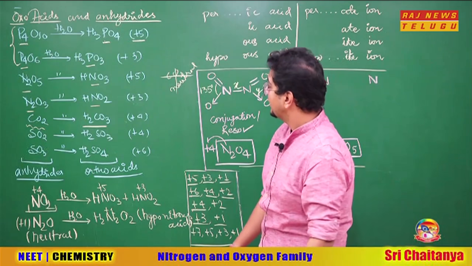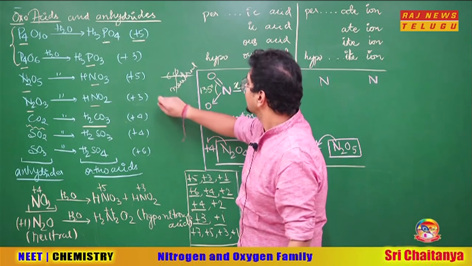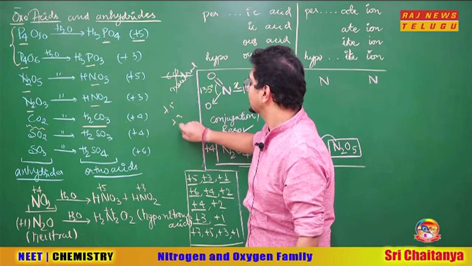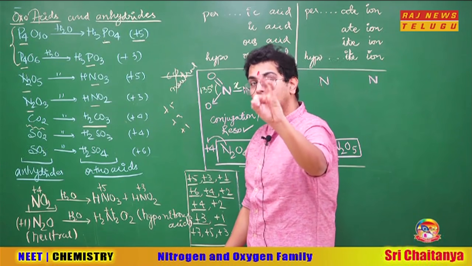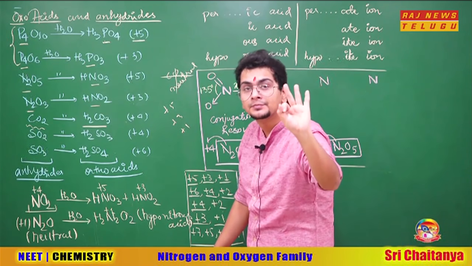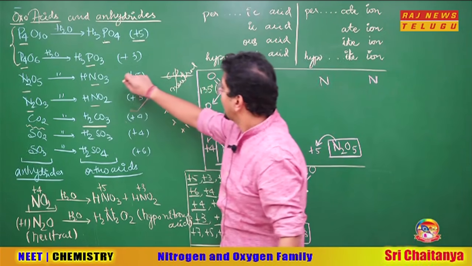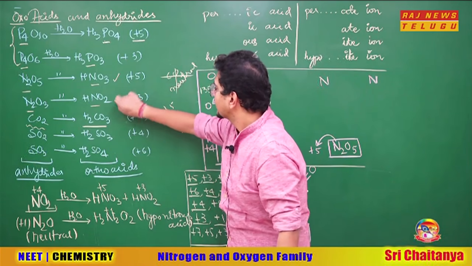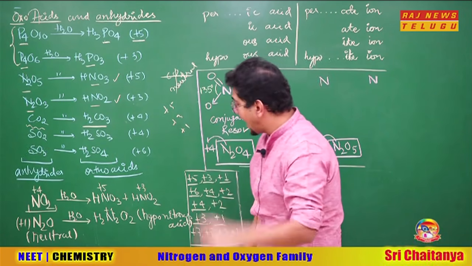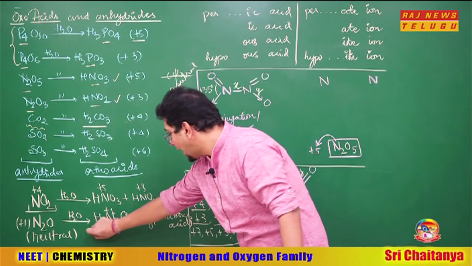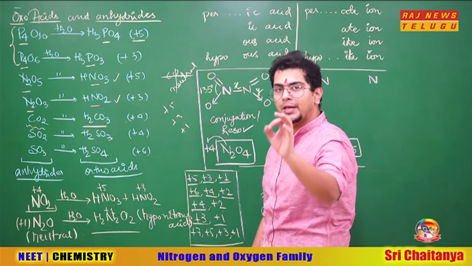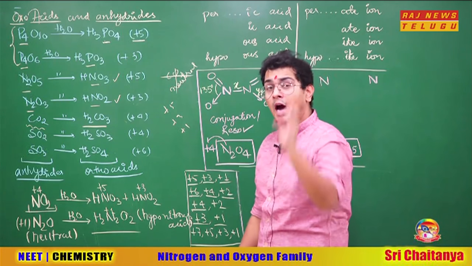So what is the meaning here? It means that nitrogen will show +5, +3, +1. So 3 oxy acids are theoretically possible. Which are those 3? HNO3 +5, HNO2 +3, and H2N2O2, that is +1. Before going ahead, how to name them?